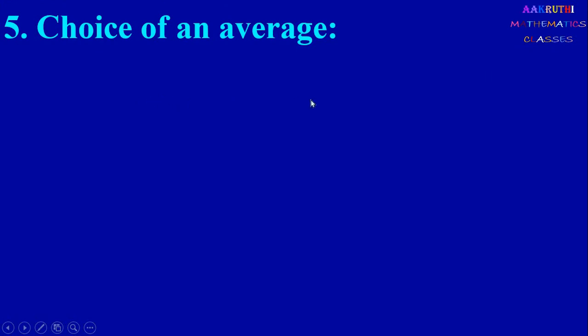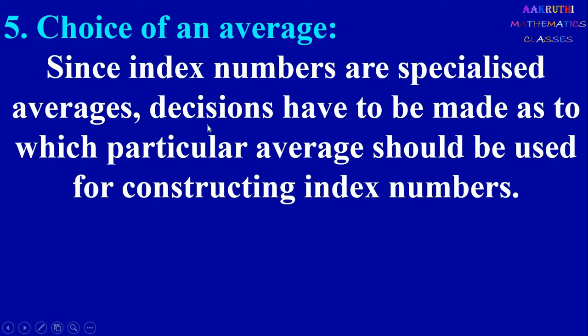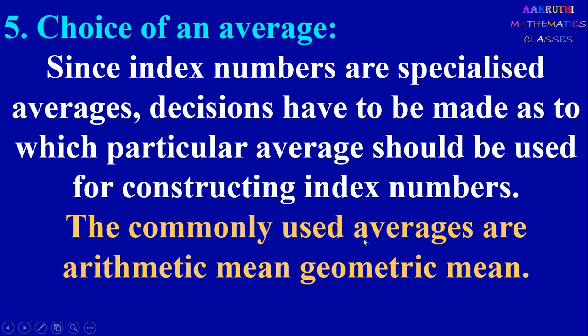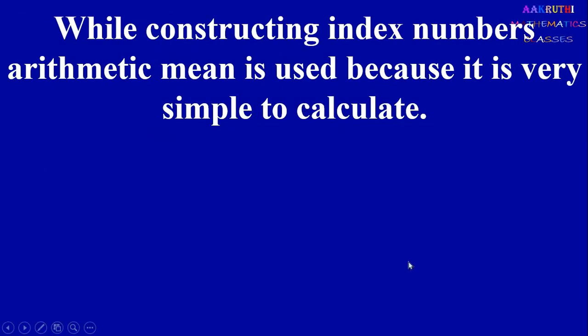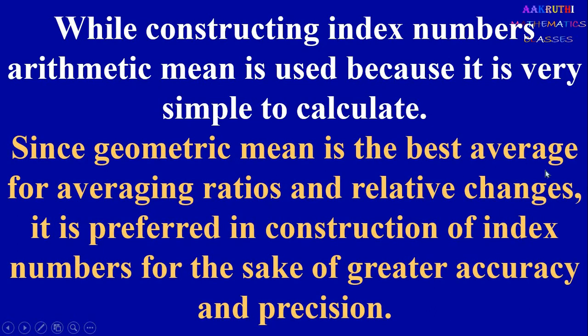So next one, it is choice of an average. Since index numbers are specialized averages, decisions have to be made as to which particular average should be used for constructing index numbers. The commonly used averages are arithmetic mean and geometric mean. While constructing index numbers, arithmetic mean is used because it is very simple to calculate. Since geometric mean is the best average for averaging ratios and relative changes, it is preferred in construction of index numbers for the sake of greater accuracy and precision.